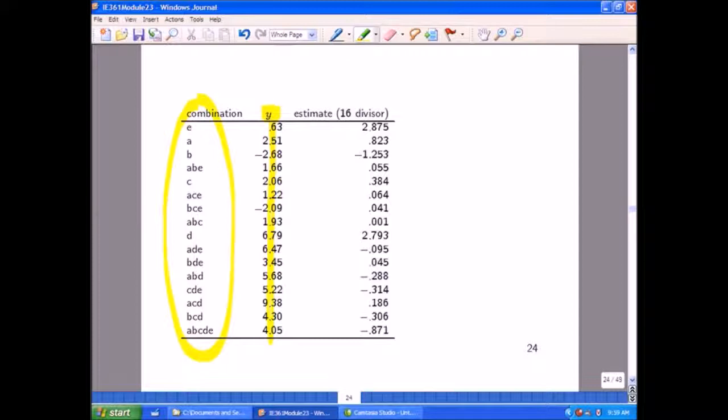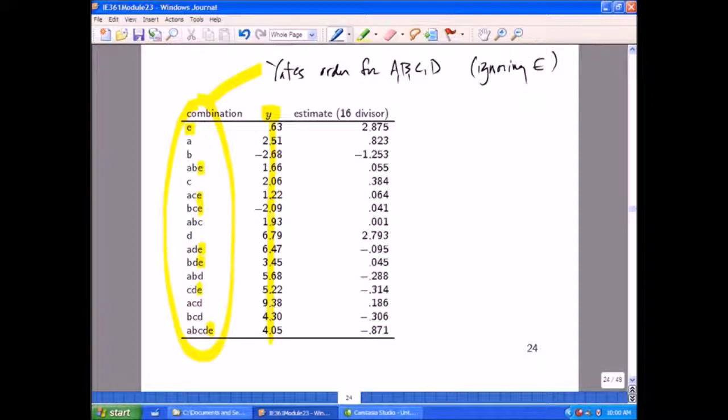You can ignore the presence or lack of presence of E all along here, because I'm simply concerning myself at this point with the first four factors. What I've got here is Yates order for A, B, C, and D. I'm ignoring E.